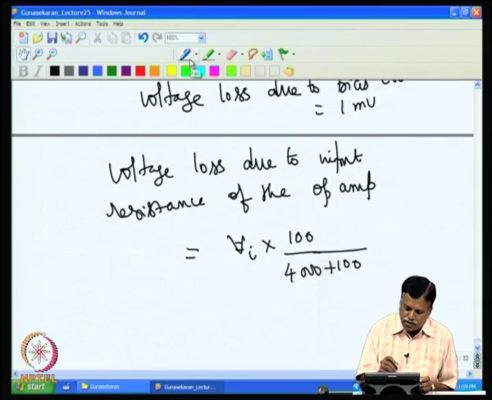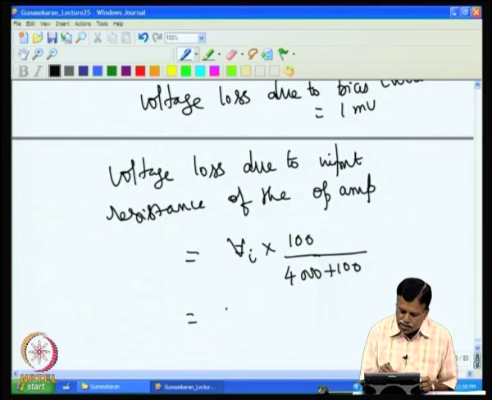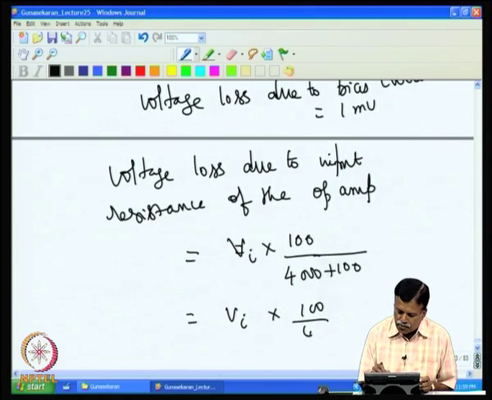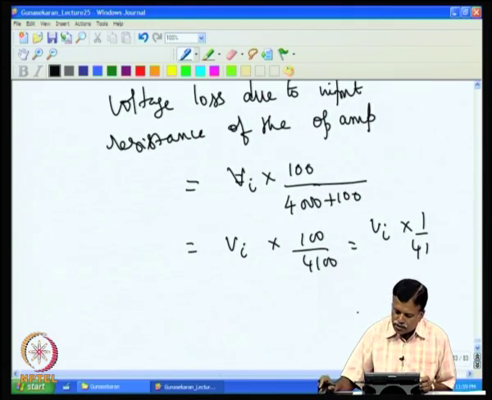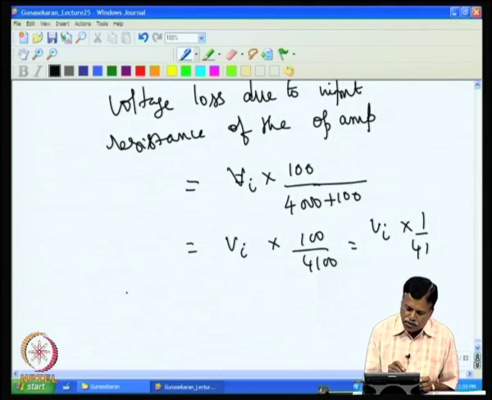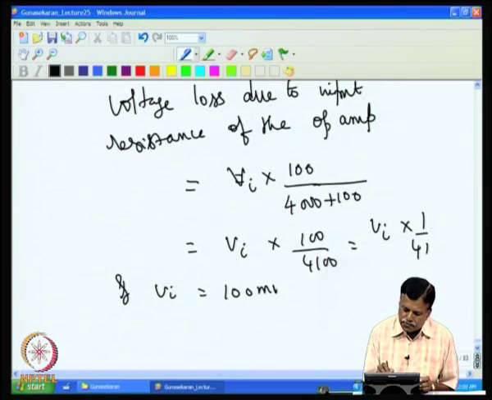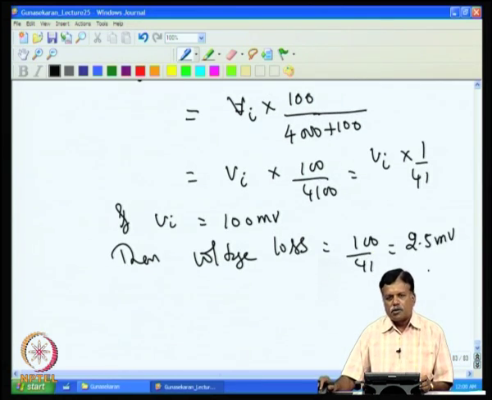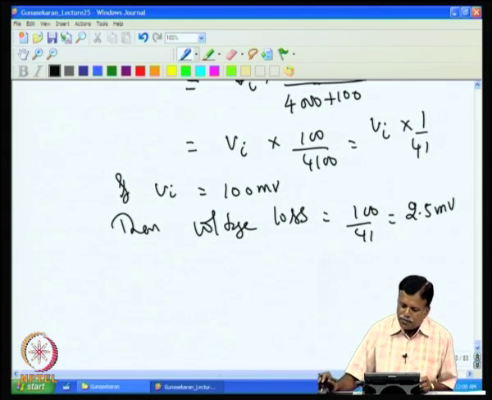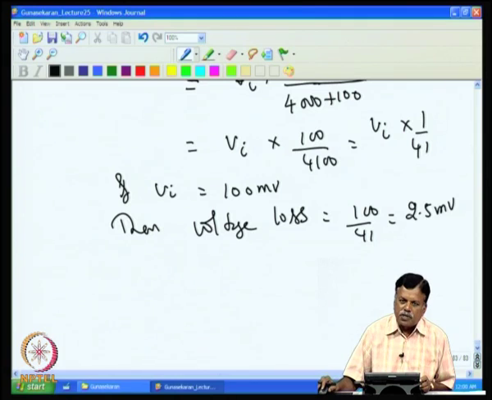So, here in this case it will work out to be Vi into 100 over 4100, that is Vi into 1 by 41. So, for example, if Vi is equal to say 100 millivolt, then the voltage loss is 100 divided by 41, roughly 2.5 millivolt. So, if the pH probe output is 100 millivolt, then 2.5 millivolt is lost due to the input resistance effect, and then 1 millivolt is lost due to bias current.